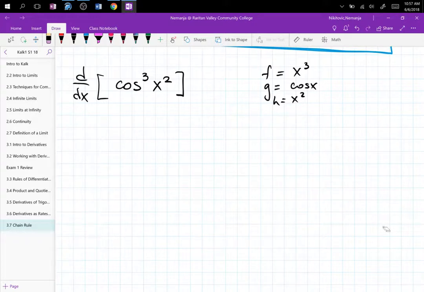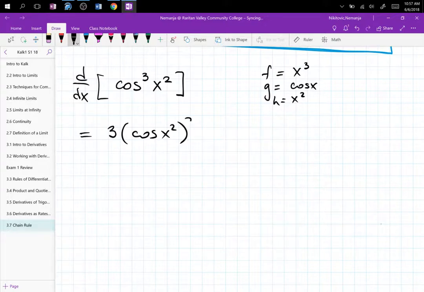So now I'm going to start the derivatives. First, I need to find the derivative of x cubed. Now, that is going to eliminate this cube on top. The rest is staying the same. So I'm going to have 3 cosine x squared, everything squared. So that is my first step. Now I have to take the derivative of the inside. Well, the derivative of cosine is negative sine, and I have to keep x squared.